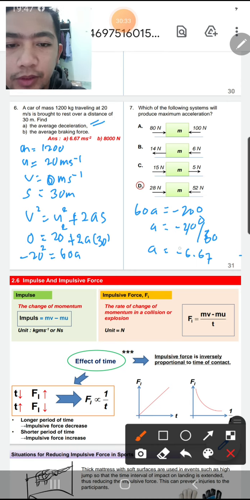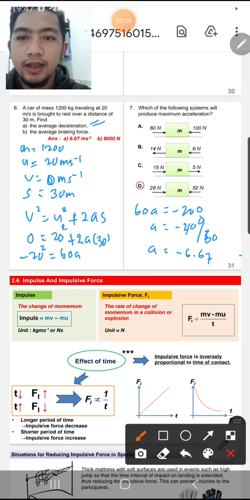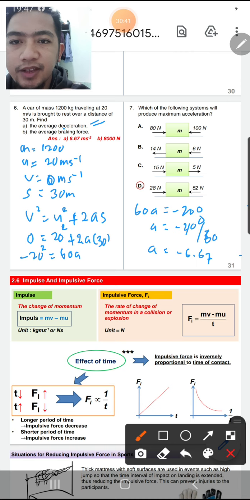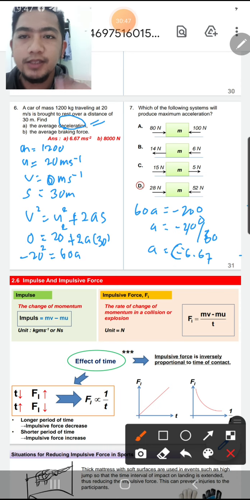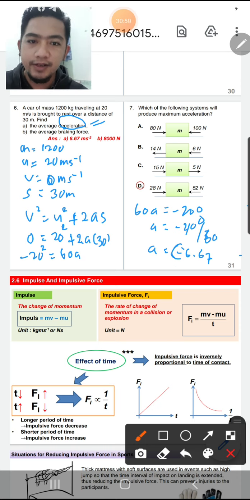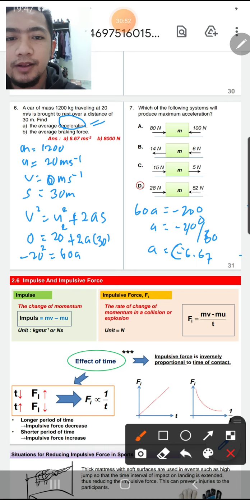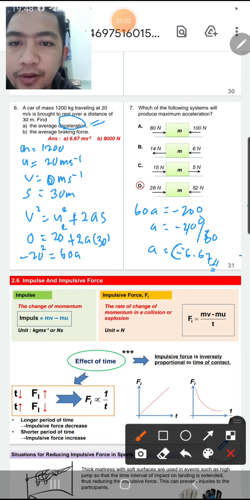Actually you don't need to write negative, because 6.67 refers to deceleration. If the question asked for average acceleration, then you put the negative, because the negative shows deceleration. If you put the negative here, it also refers to deceleration. Okay, 6.67. Next, the average braking force.